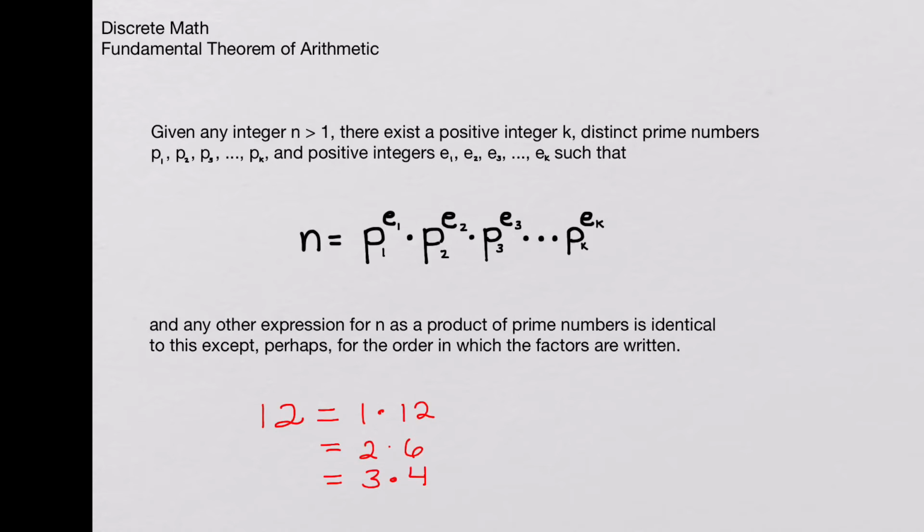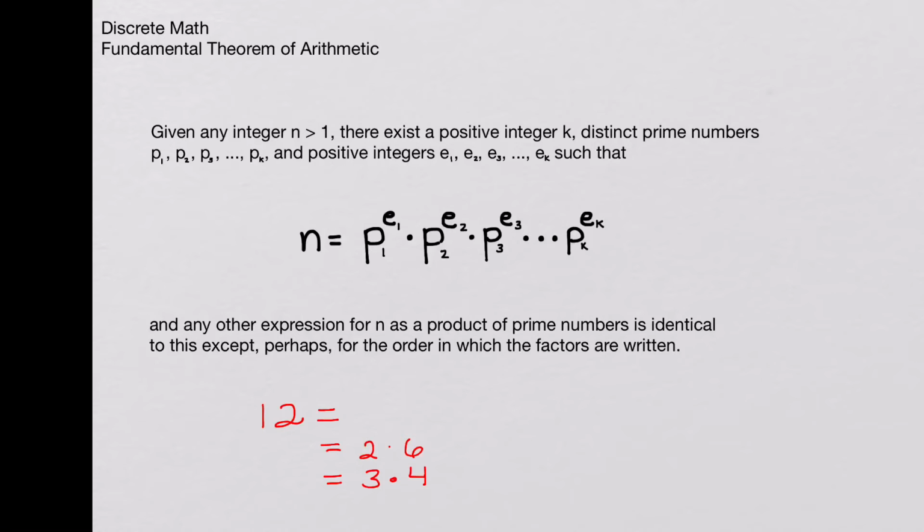So 1 times 12, not really helpful. 1's not prime, neither is 12, and that really didn't do anything for me because I could keep writing this forever, right? 1 times 1 times 1 times 1 times 12. So how did that do anything for me? It didn't. I just have a string of 1s. So let's get rid of that. All right, lose that one.